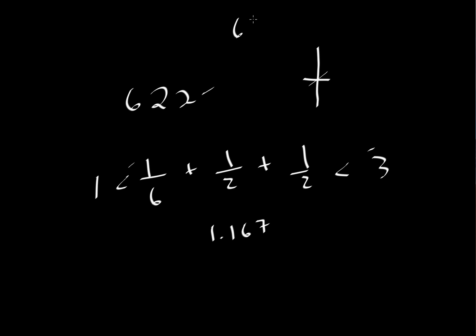How about the case of a 6, 6, 6? Would that be possible? If we take that sum, 1 over 6 plus 1 over 6 and 1 over 6, we'd find out that it's less than 1, so that would not be possible.